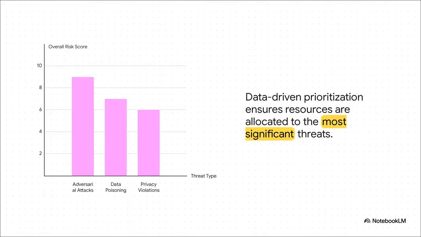See, by giving each threat a score based on both how likely it is to happen and how bad it would be if it did, you get a really clear pecking order. So in this example, you can see adversarial attacks have the highest risk score. Bam. That's your top priority. This data-driven approach just makes sure you're putting your resources where they're going to do the most good.